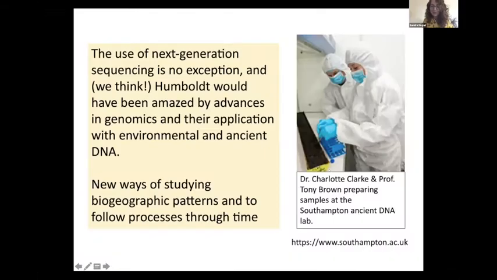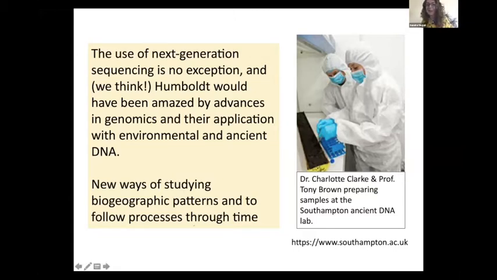So in our case, in this session, we will focus on ancient and environmental DNA. What we think is that the use of next generation sequencing is not an exception, it's an exploratory methodology for now, but we really think that Humboldt would have been amazed by advances in genomics and the applications with environmental and ancient DNA. For instance, new ways of studying biogeographical patterns, and also following these processes across time, apart from across space.